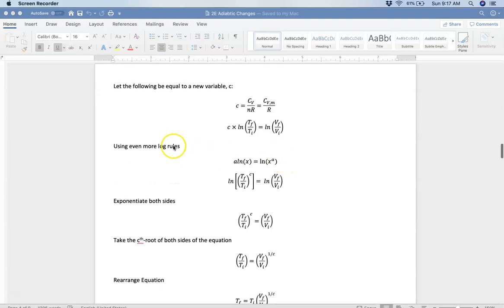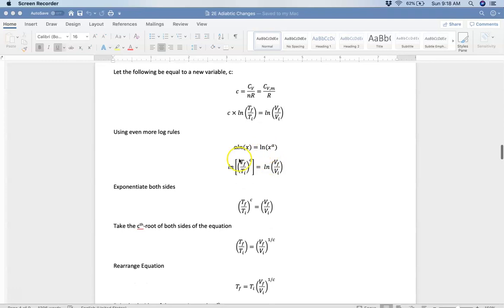So this one, we need to use more log rules. If we have some number a on the outside of the ln of some variable x, it's going to be equal to the natural log of x to the a. So applying this rule, we can take c, which is on the outside of this natural log, and bring it onto the inside. So now we have the natural log of the ratio of the temperatures raised to the cth power equals the natural log of the ratio of the volumes.